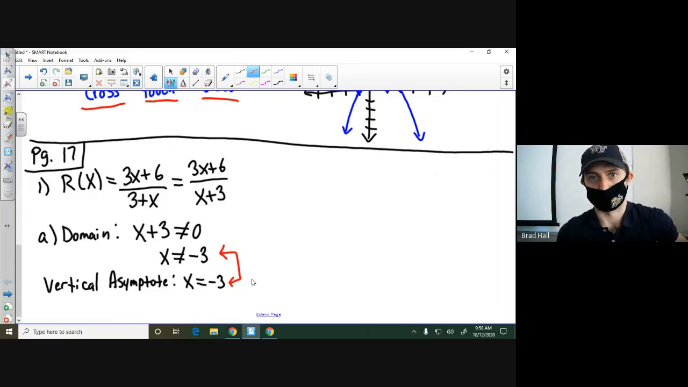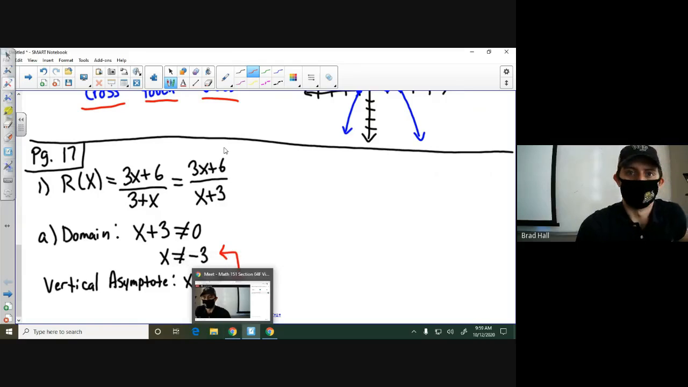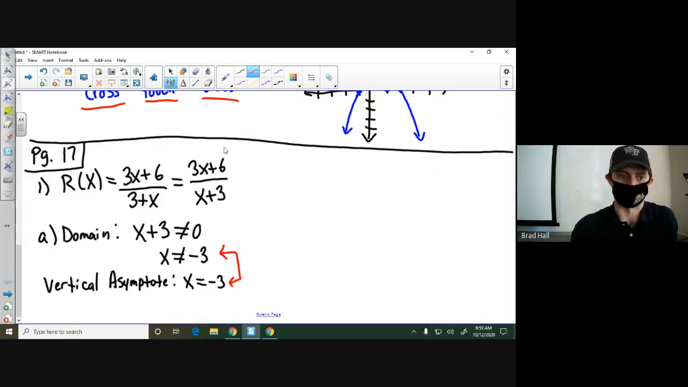I'll talk about that other case on Wednesday. But most of the time, this will always be true. So that's something we'll keep in mind when we get to the equations of the asymptotes part later on.